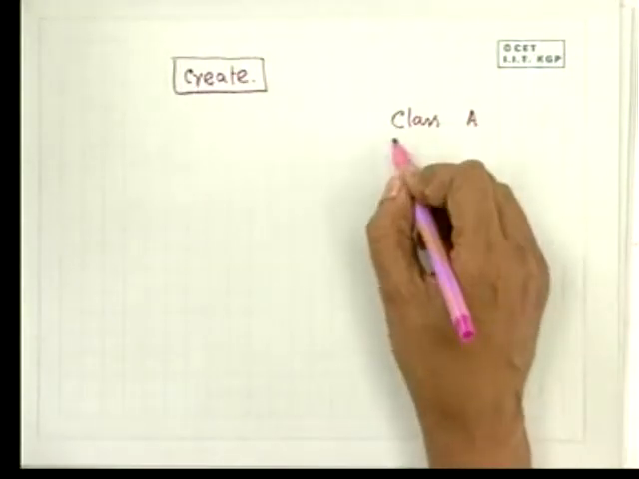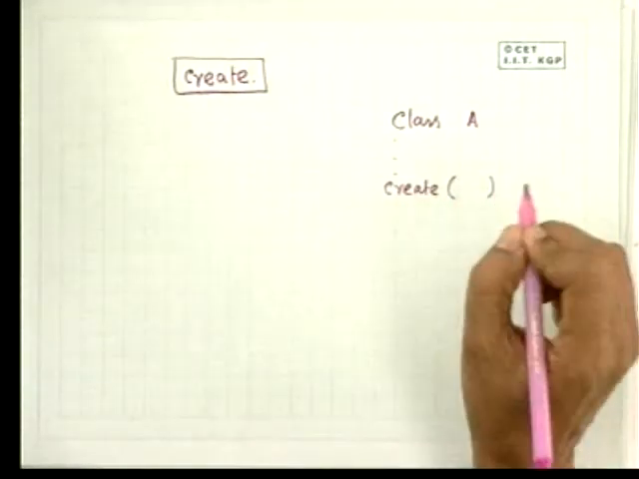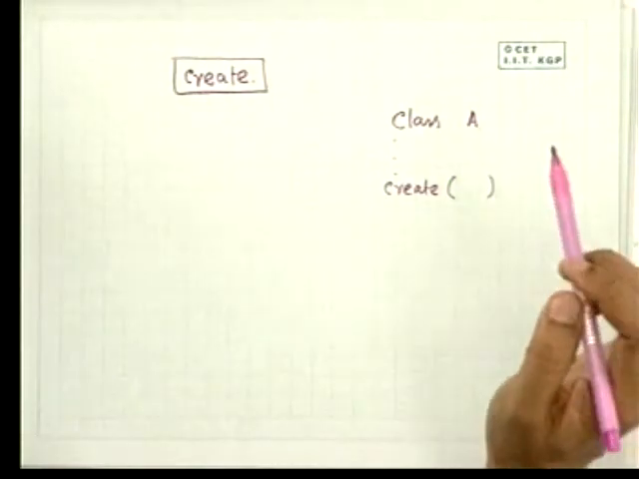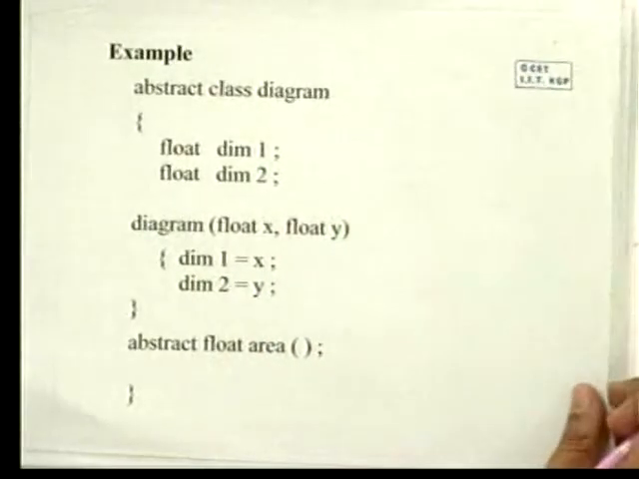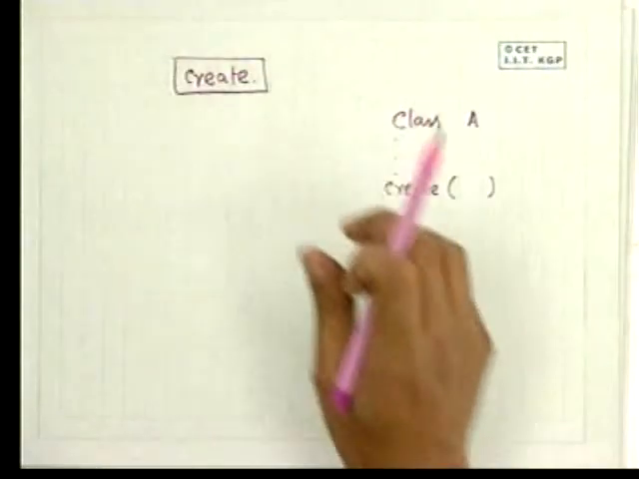So if you have a class A, then in the class A we will have a method called create. Now this create will essentially return an instance of the class A. Sometimes these types of methods are written by the name itself, that is the diagram in this example we had said diagram float xy, or triangle xy, it will be used to create an instance of that class.